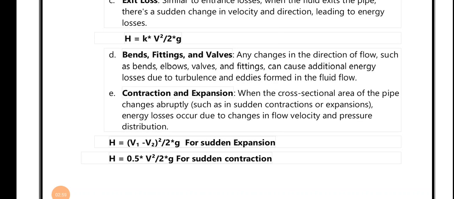Bends, fittings and valves. Any changes in the direction of flow such as bends, elbows, valves and fittings can cause additional energy loss due to turbulence and eddies formed in the fluid flow.